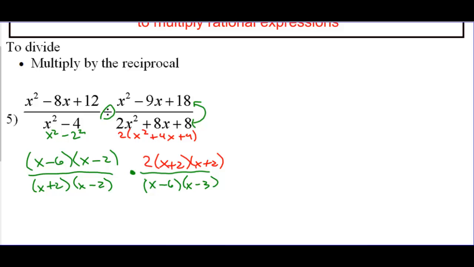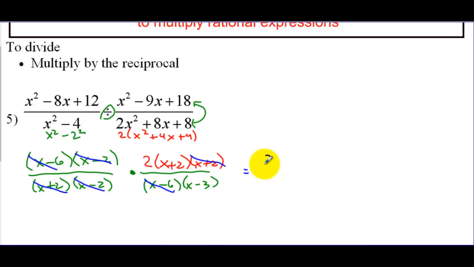Okay, and if you take a look, I've got a lot of canceling happening. Now that the reciprocal is taken, I can cancel x minus 6 with x minus 6, x minus 2 with x minus 2, and x plus 2 with one of these x plus 2's only. You cannot cancel 1 on the bottom with 2 on the top. Okay, so I did all that canceling. The x minus 3 does not have a match. The x plus 2 does not have a match. The 2 does not have anything on the bottom that it can cancel with.